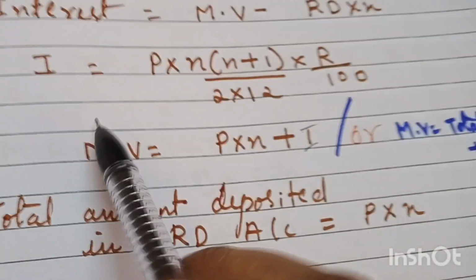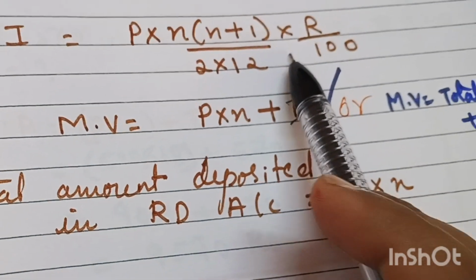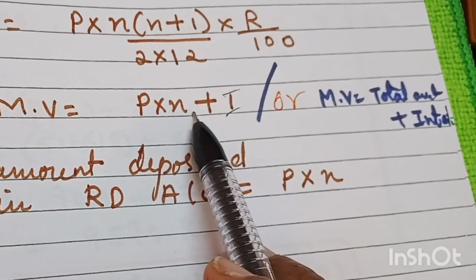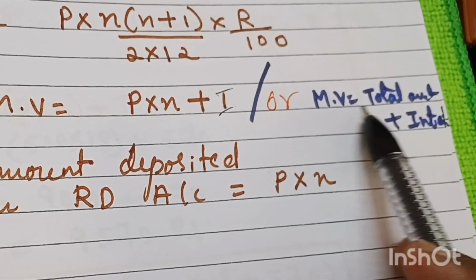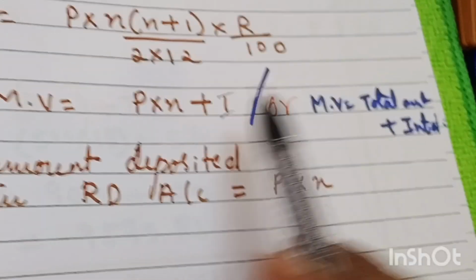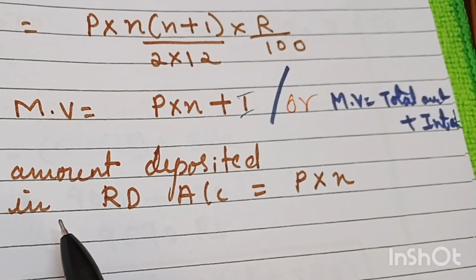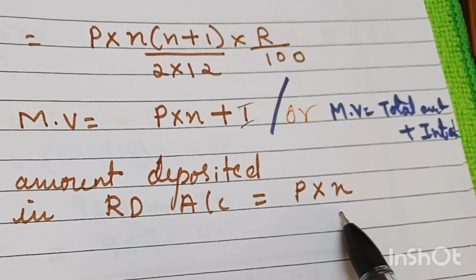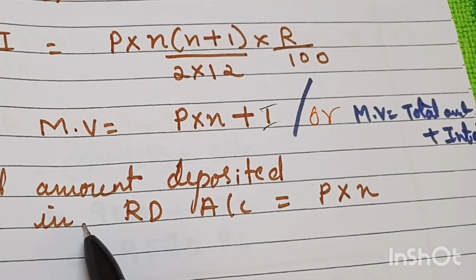So the main important formula is interest, this is a formula, and MV is principal into n plus I, or MV is equal to total amount plus interest. P into n means total amount only. To find the total amount, that is P into n. These three formulas are very important.